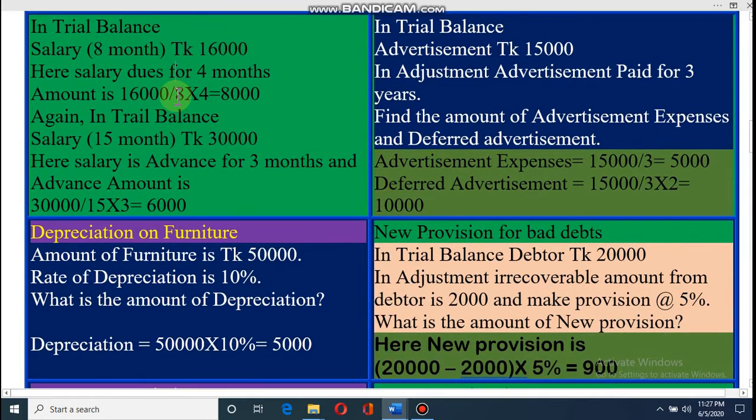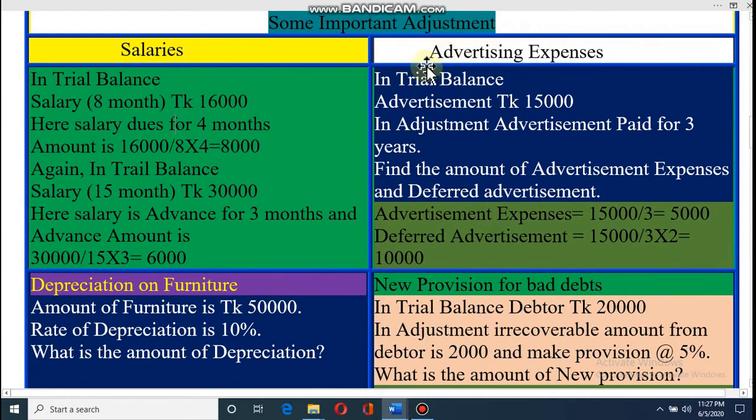Dear student, now another problem, advertisement expenses. In some cases we have to face problems for advertisement expenses. Look at an example.